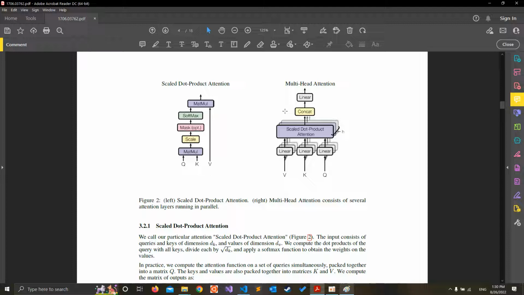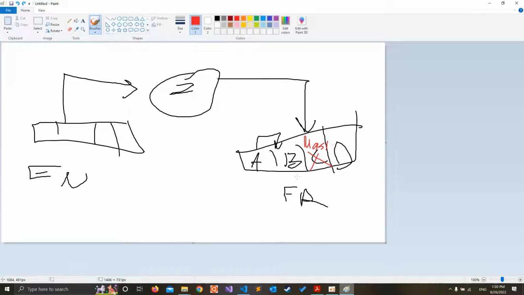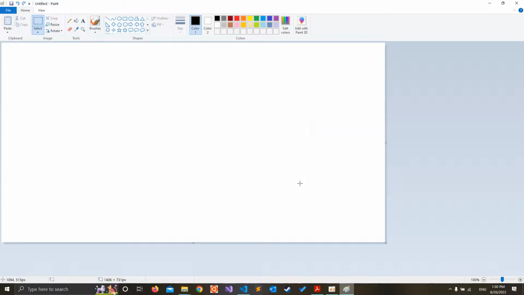What is exactly happening in a scaled dot product? Let me explain what key, query, and values are before we dive into the paper. We said that we are going to have a key, a query, and a value.